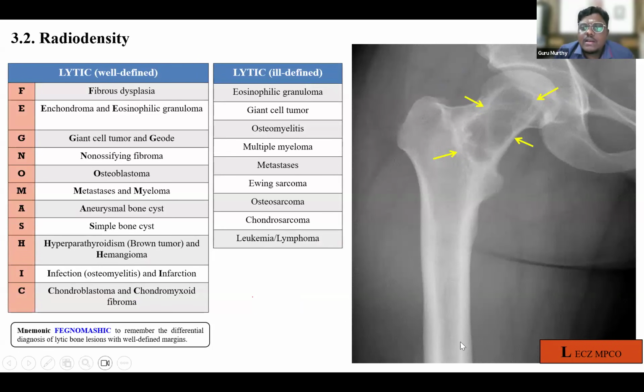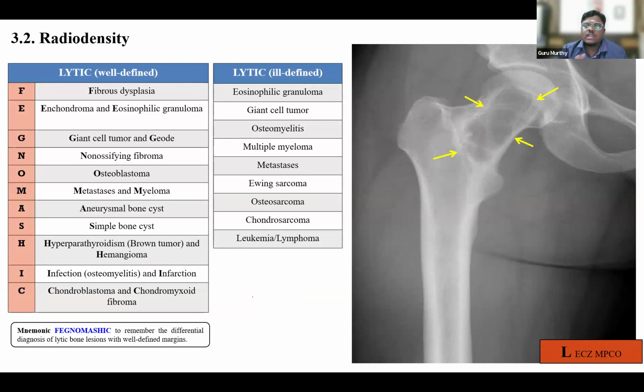Basically, a lytic lesion is one which is very lucent in nature. The density is less than that of the normal bone, and you will be able to appreciate the internal structures, if any, such as matrix, which we'll discuss later. So to start with the radio density of the lesion, see whether it is lucent.